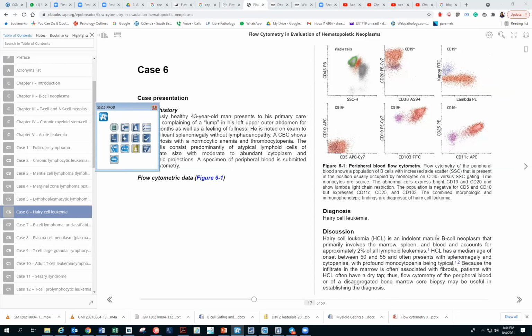Hairy cell leukemia is 2% of the lymphoid leukemias, median age 50 to 55, often with splenomegaly and profound monocytopenia. Because the infiltrate in the marrow is associated with fibrosis, patients with hairy cell leukemia have a dry tap. Thus, flow cytometry of the peripheral blood or a disaggregated bone marrow core biopsy will be useful.